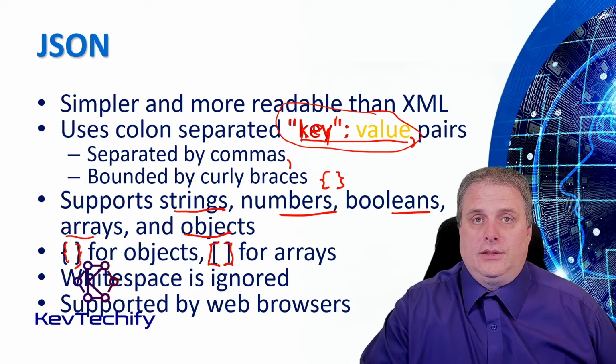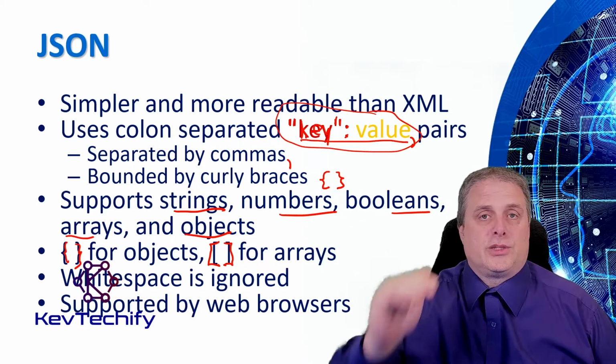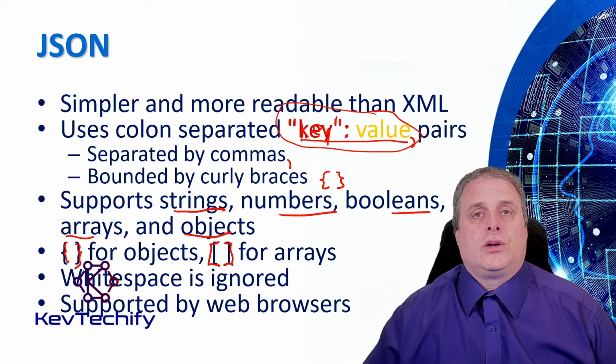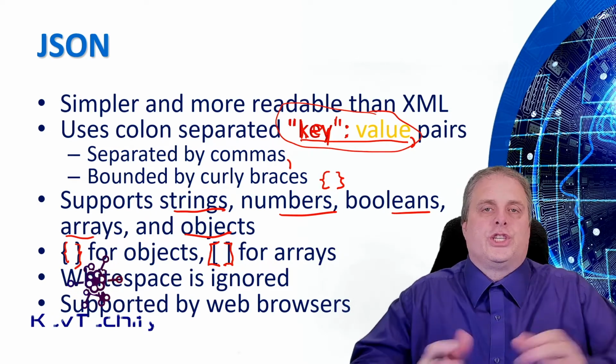Here in JSON, white space is also ignored. So if you have extra spaces at the beginning, extra spaces between your lines, those are all ignored. And JSON is supported by web browsers, just like XML.